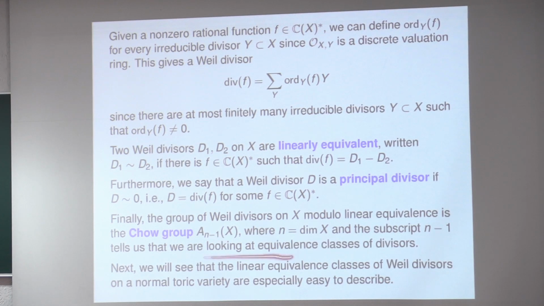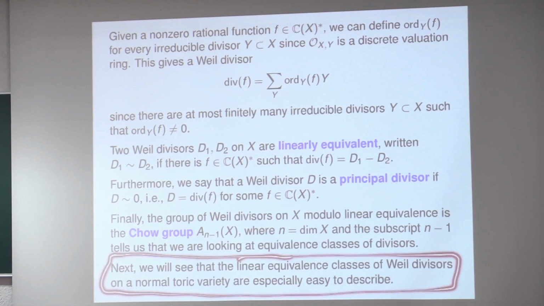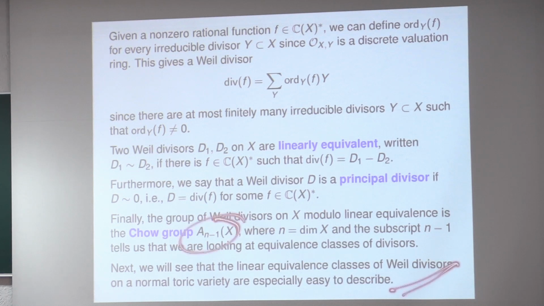And then the idea is that we are next going to see that on toric varieties we can compute this very easily. This is the class group. We can compute the class group easily on a toric variety. It also happens to be the Chow group n-1. The point is, we can compute this just from the data of the fan very easily.